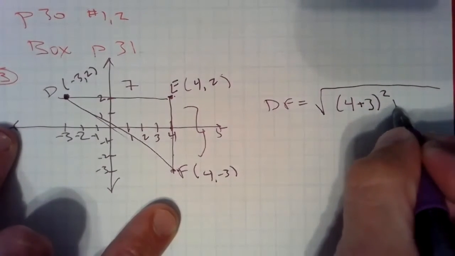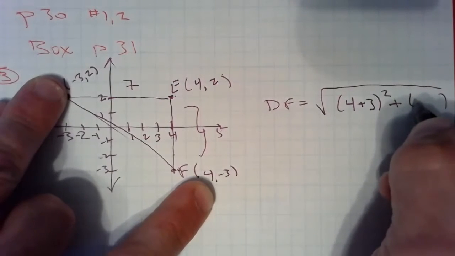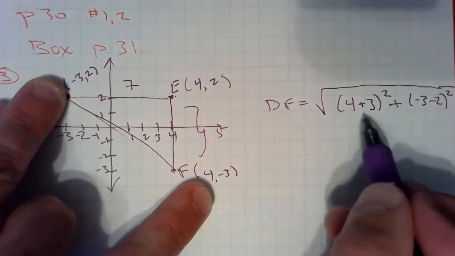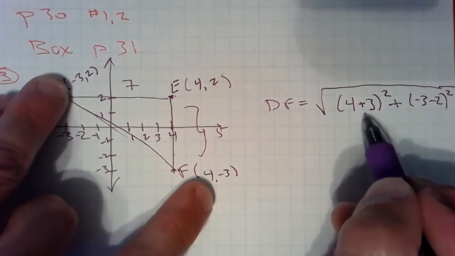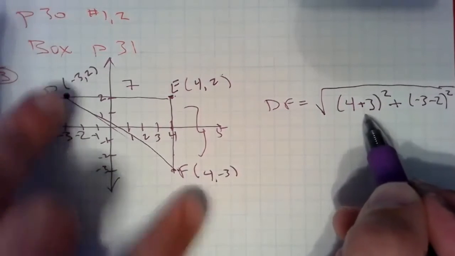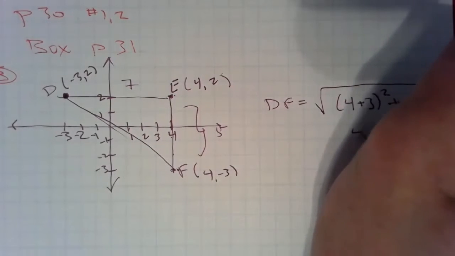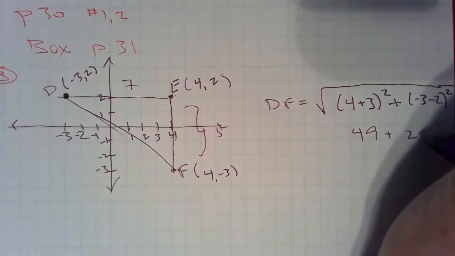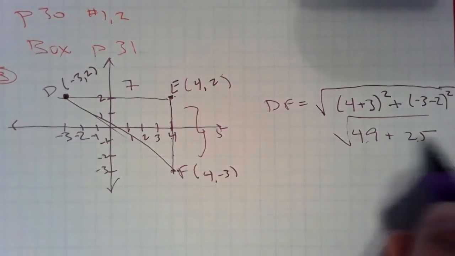See how I did minus negative 3? Plus the difference of the y's, negative 3 minus 2 squared, okay? Notice that this is actually a subtraction problem. Look at where my leftmost finger is. All right, 7 squared is 49, and negative 5 squared is 25. So we're talking the square root of 60 plus 14.